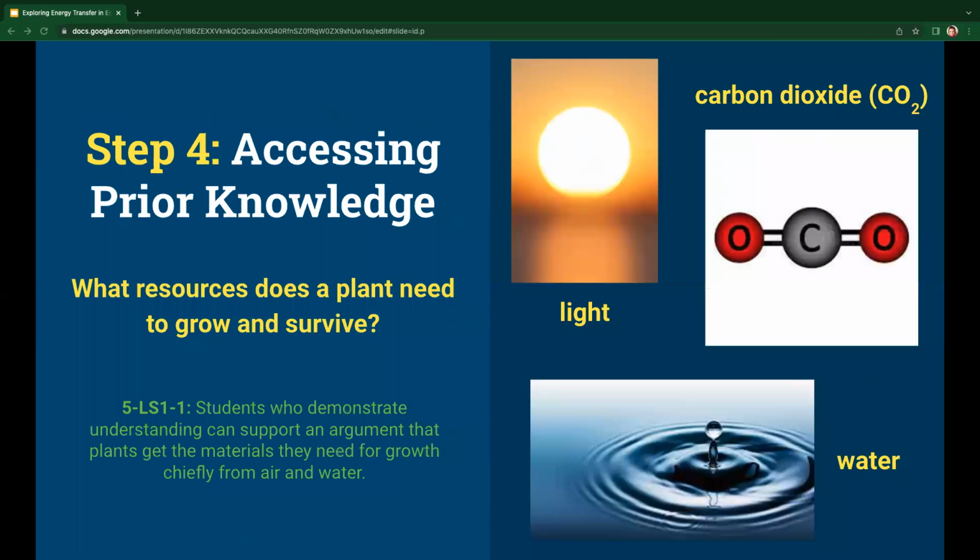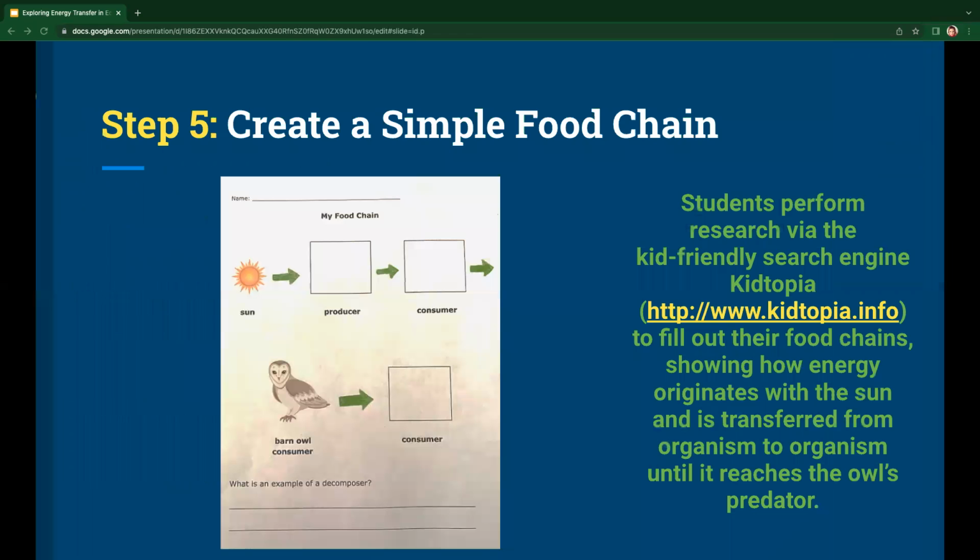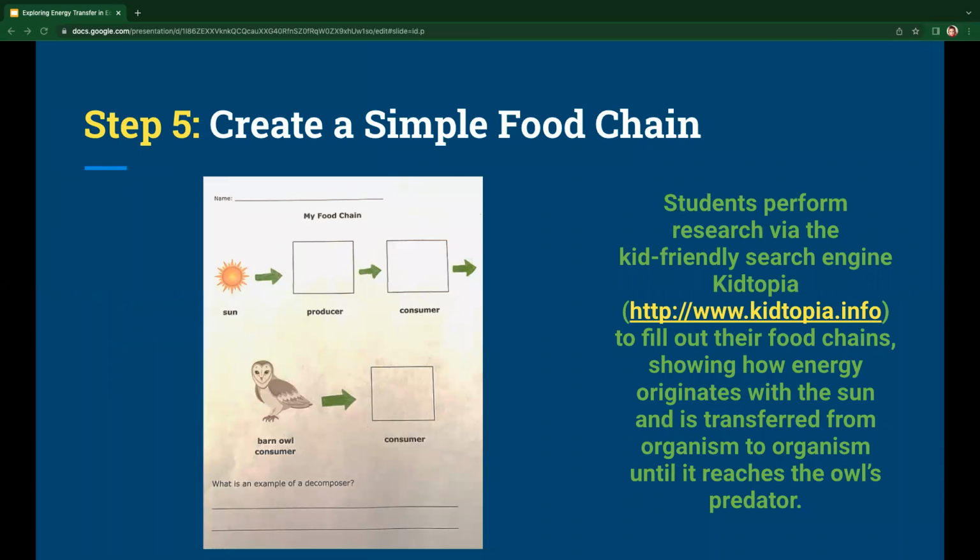Before we jump into the process of creating simple food chains, fifth grade ecologists must access prior knowledge from earlier in the academic year. One of the Next Generation Science Standards performance expectations for fifth graders states that students should be able to support an argument that plants get the materials they need for growth chiefly from air and water. Students recall an investigation that allowed them to determine that plants need light, carbon dioxide, and water to perform photosynthesis, or create their own food. Now, students are ready to begin building simple food chains.